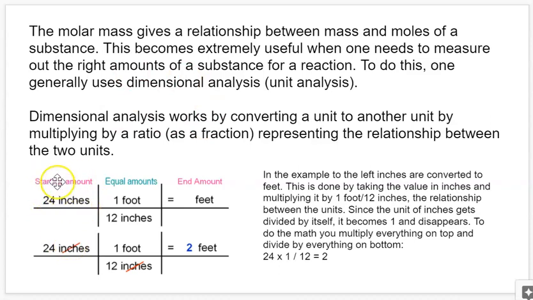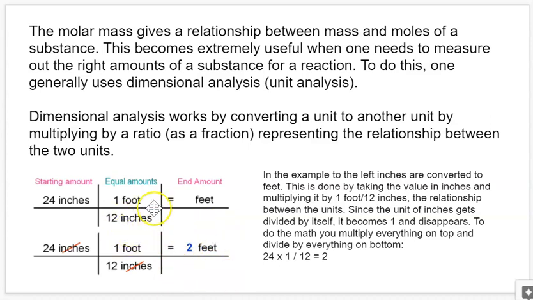So we're going to need a conversion factor. We're going to need a ratio that tells us what the relationship between feet and inches are. And we know that 1 foot is equal to 12 inches. So if we take our 24 inches and multiply it by a conversion factor of 1 foot over 12 inches, we can see that inches cancel out. We get units of feet, and then we do 24 times 1 divided by 12. And then 24 times 1 divided by 12 is going to be equal to 2. So we get a final value of 2 feet.